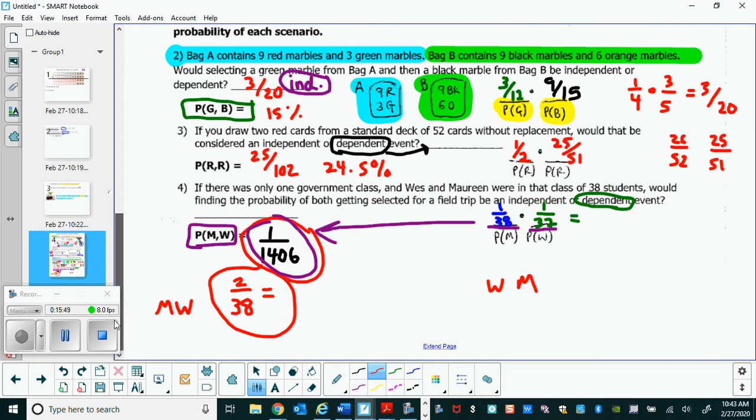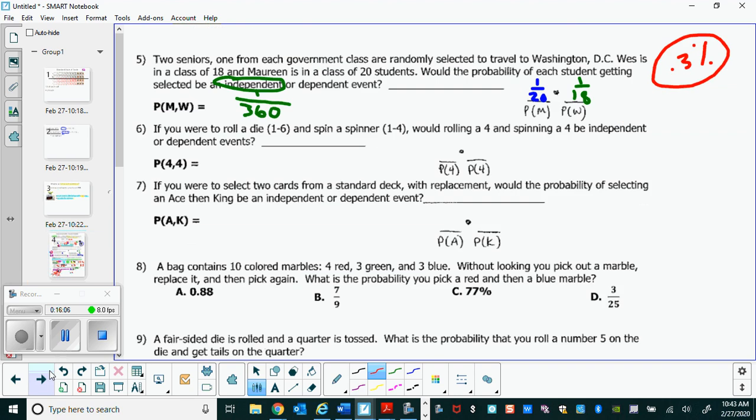Now, if we go back and see when they were in the same class, and again, we'll forget about that here. If they're in the same class, the 1 out of 1406, obviously, we don't even need to do the math here because the denominator is so much bigger. We can see that that's even less likely. It's way less likely when they're in the same class. Now, if they're in separate classes, it's a little bit more likely because, again, independent events.